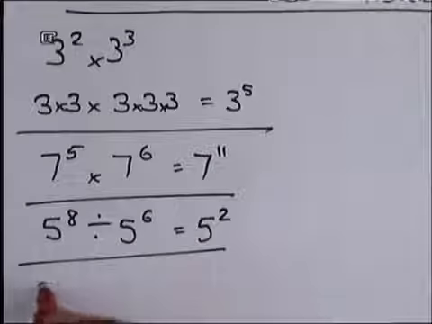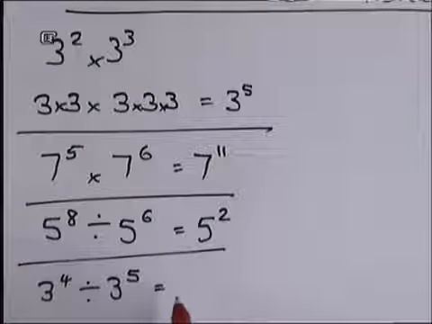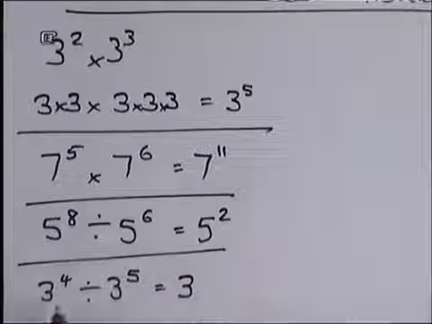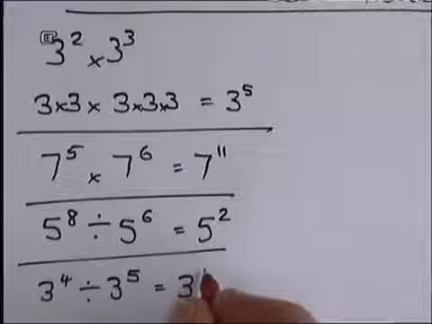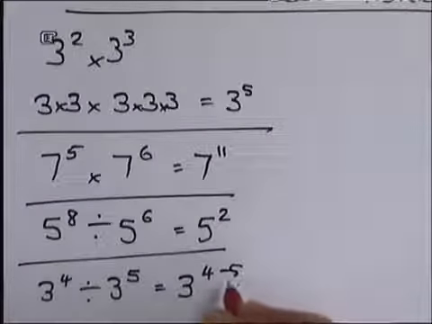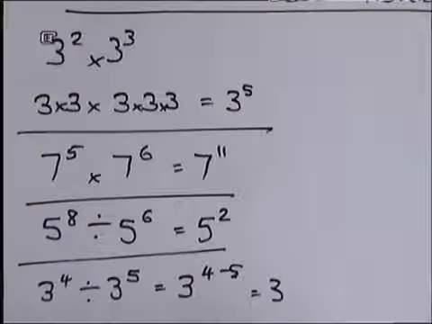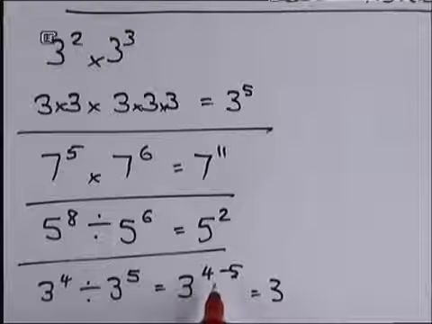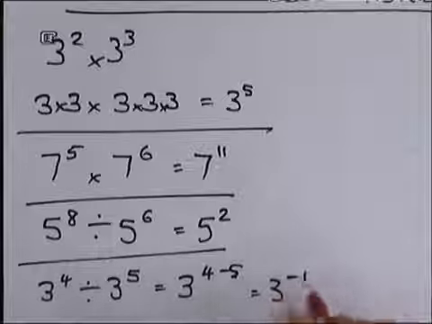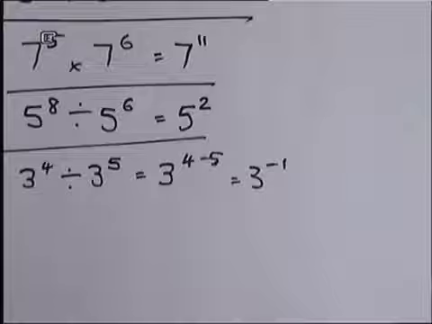Let's look at another one. If we had 3 to the power of 4 divided by 3 to the power of 5, the answer will have a big 3 because these numbers are the same. They're both 3s. And if we're dividing, we can do a taking away. So I'm going to do 4 take away 5. Now 4 take away 5 is going to take you into negative numbers because you can't take 5 away from 4, there isn't enough there. 4 take away 5 is minus 1. So you can get answers where there are minus powers.